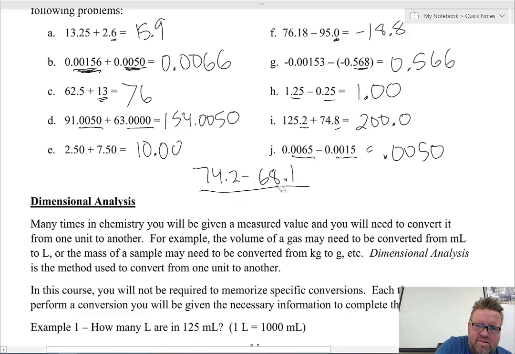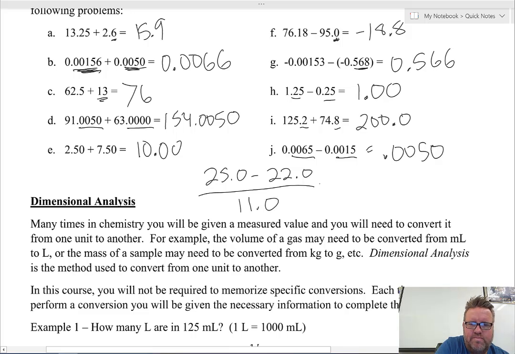Let's make it even easier than this. Let's say you have 25.0 minus 22.0 over 11.0. I'm going to change it just a little bit here. 25.0 minus 3.0 over 11.0.